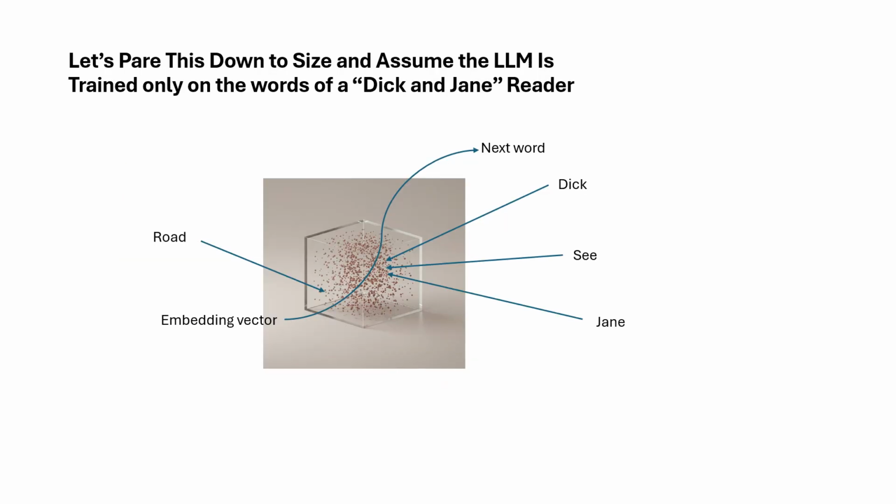Now let's pare that down to size and assume that the LLM is trained on only the words in a Dick and Jane reader, the ones we looked at when we were in kindergarten and first grade. But we still have an embedding vector and a next word, and we have the 80 words in some kind of mathematical vector space, and some of the words are close together because they appear close together in the text, and some are far apart. So Dick and Jane are close together, road is probably further apart.